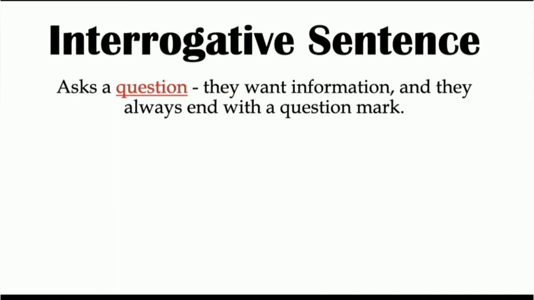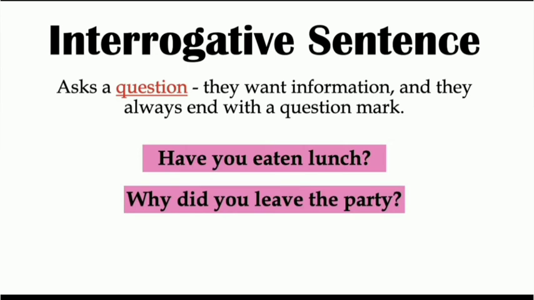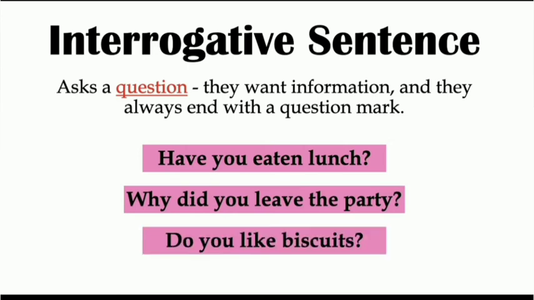An interrogative sentence asks a question. They want information, so they always end with a question mark. For example, have you eaten lunch? Why did you leave the party? Do you like biscuits? All these examples request information, and they all end in a question mark. These are examples of interrogative sentences.